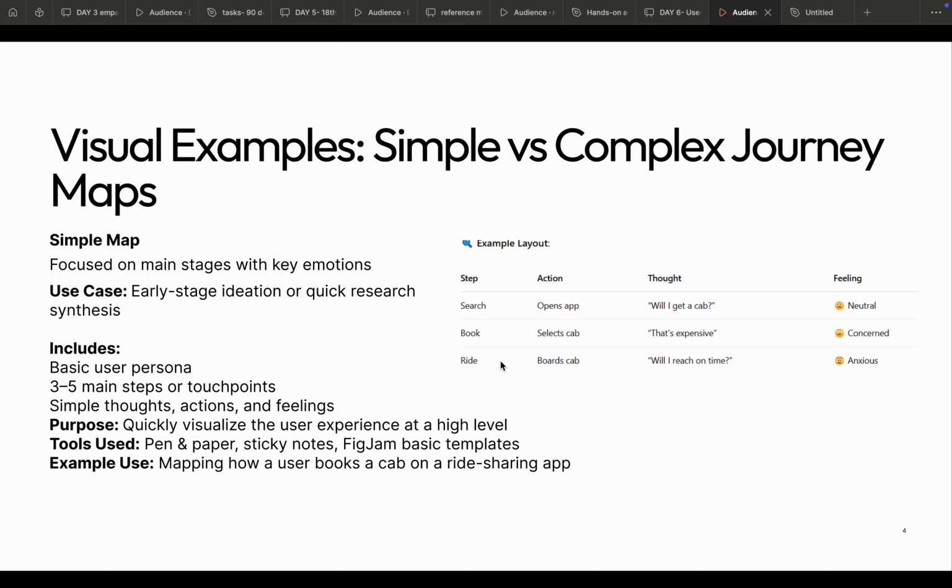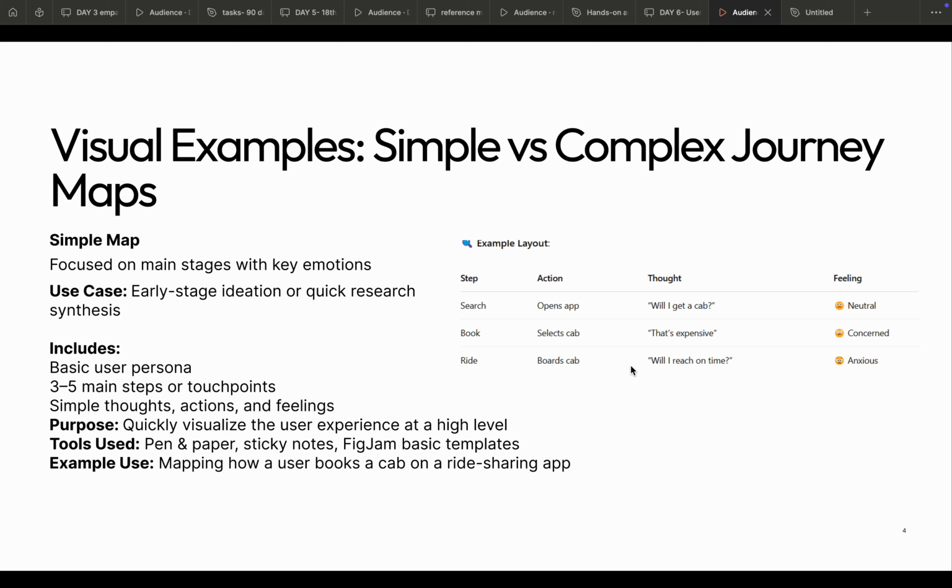So there would be 3 to 5 main steps involved, and also the touch points, what the user is trying to do, like an action, and some simple thoughts and feelings. It would be something like this: the step, what is the action which the user is trying to do, what is going on in his mind, his thoughts and his feelings. Okay, for example, he's trying to book a ride in a ride sharing app like Ola or Uber.